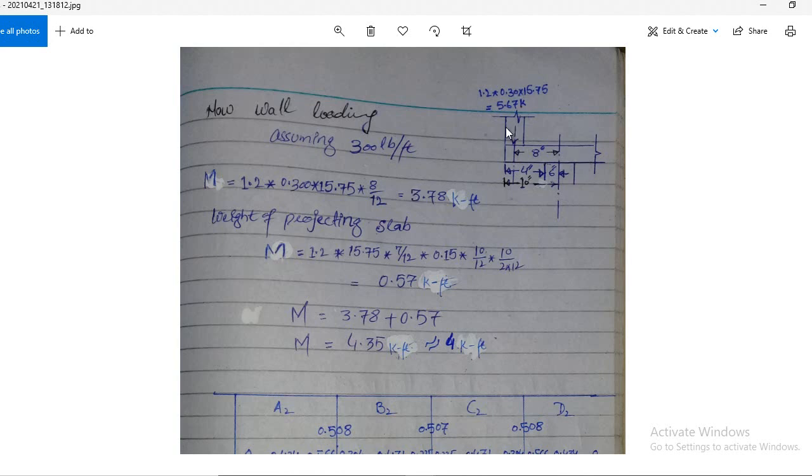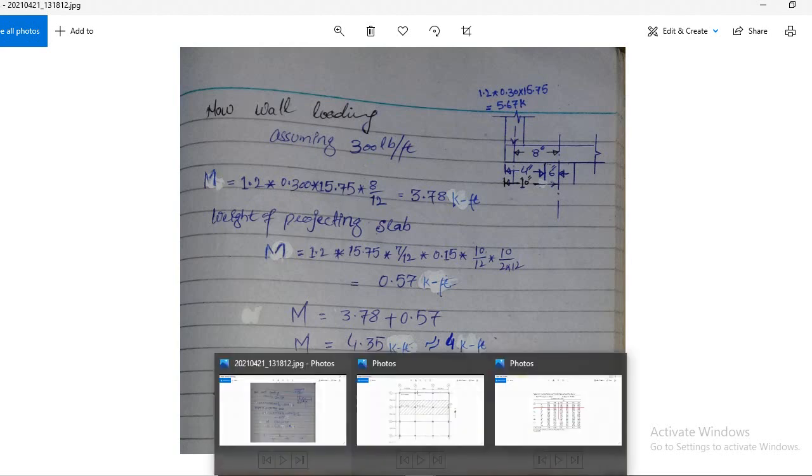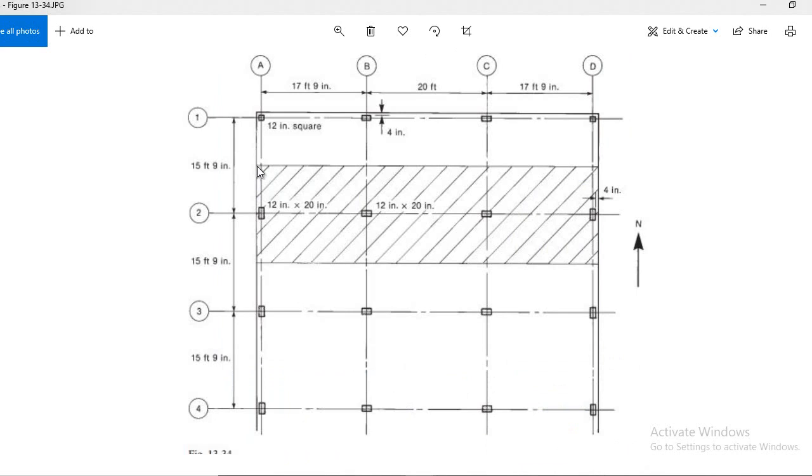Now, what will be the weight of this wall? You see 1.2 times 0.30, that is the load of the wall, times 15.75, because this wall is over this distance. The length of the wall will be this much. So once you multiply 0.30 with this length, you get the total weight of that wall.